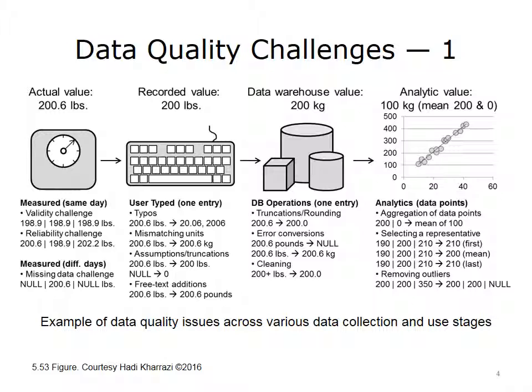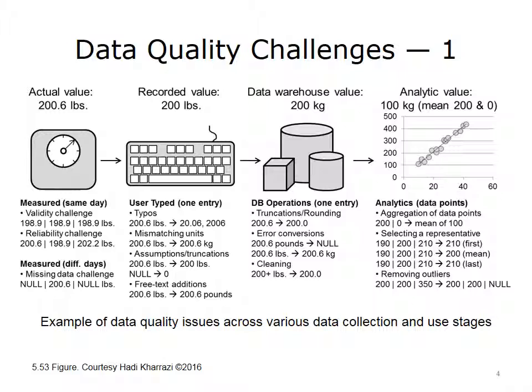The measurement tool could also have a reliability issue and record the weight differently each time, such as 198.9, 200.6, and 202.2 pounds. Another possibility is that for some reason on certain dates, the weight is not measured at all, though it should have been measured.